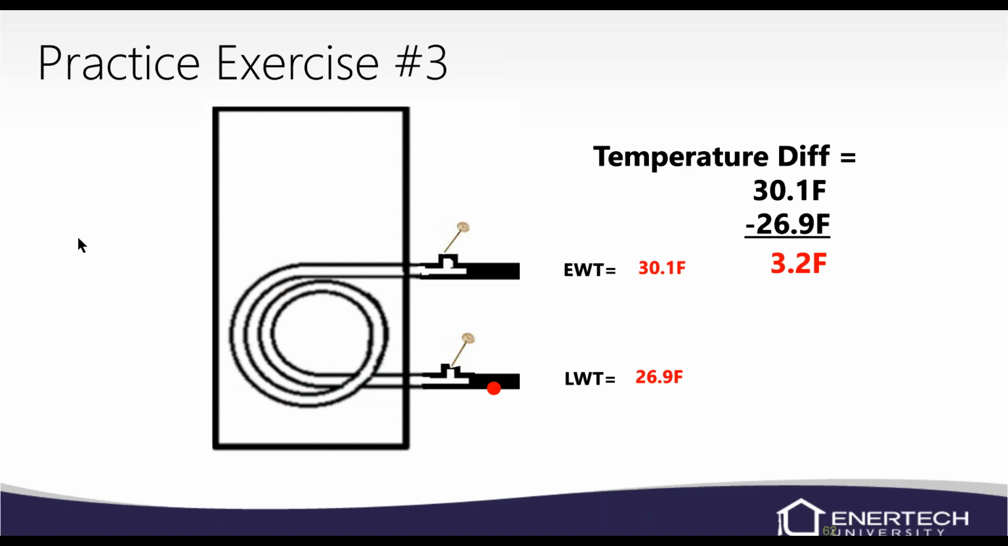So we're in heating mode because our entering water temperature is higher than our leaving water temperature. And we're only getting about a 3.2 degree temperature difference. Once you start to do heat of extraction, heat of rejection more and more, you'll start to notice this temperature difference number and what a normal range would be. And you'd probably say, hey, this 3.2 seems kind of low unless we've got lots of water flow. So you might start to see things that jump out at you the more you do this calculation.